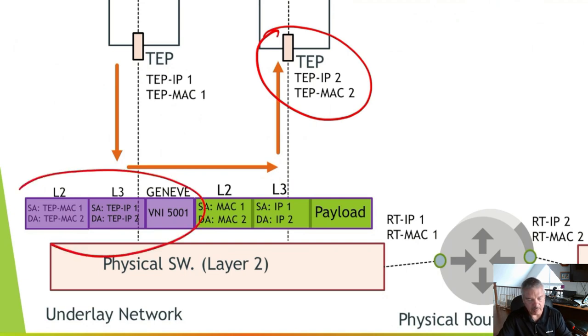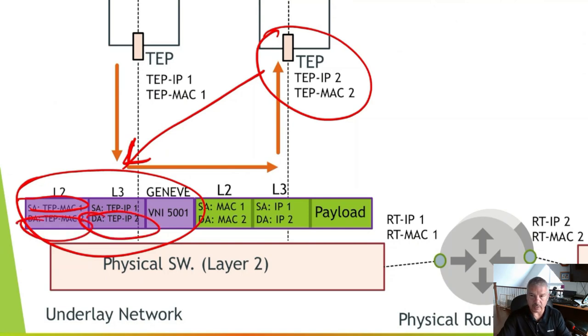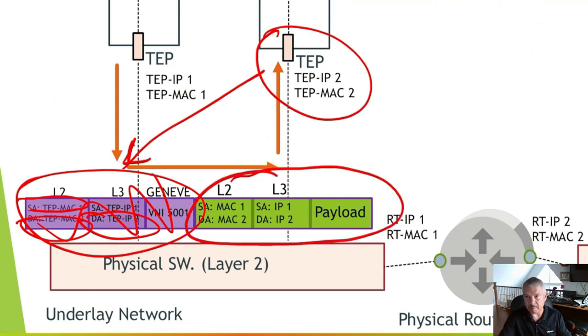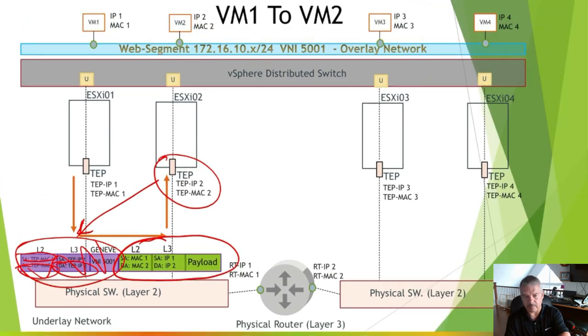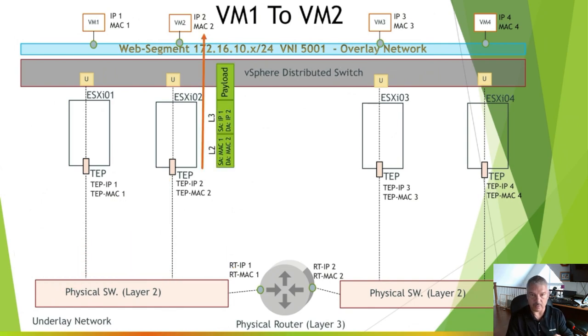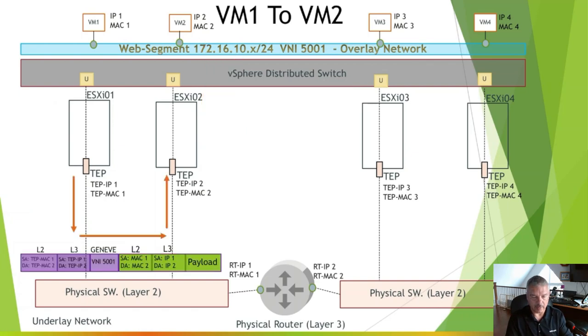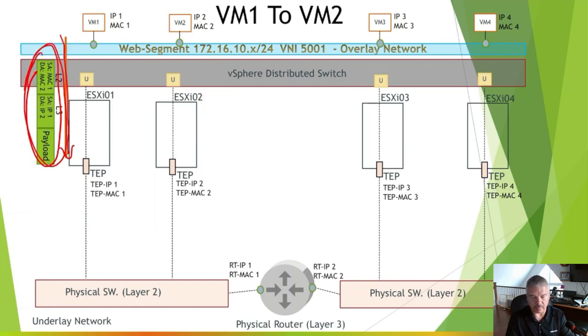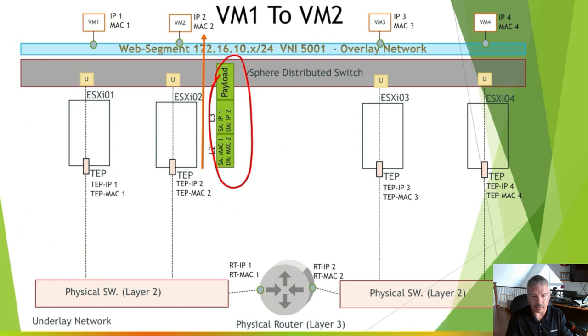The TEP will examine the Geneve header and say, oh yeah, that's me. It will take that header, rip it off and throw it away. It'll take the original Geneve payload, which is our layer 2 frame from VM1, and send it up the pipe. So let's put everything back to normal, and we see it goes out there. This is what left VM1. So these two VMs are completely unaware of any of this encapsulation going on down here.